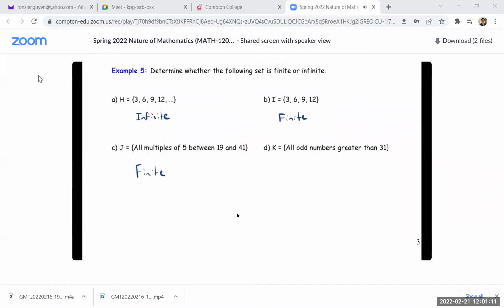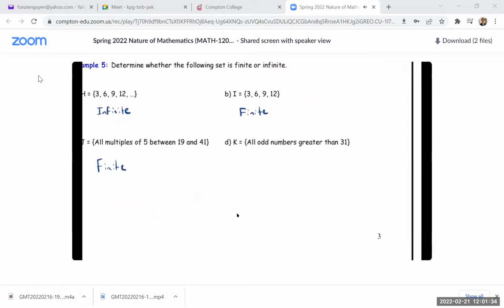Because it's all the multiples of 5 between 19 and 41. So the first number would actually be what? What's a multiple of 5? The first number will be 20 and the last number will be 40. Yeah, that is right. So that's what that set would look like. It would be 20, 25, 30, 35, 40. That's not too many. We could have written them all out, but all right.